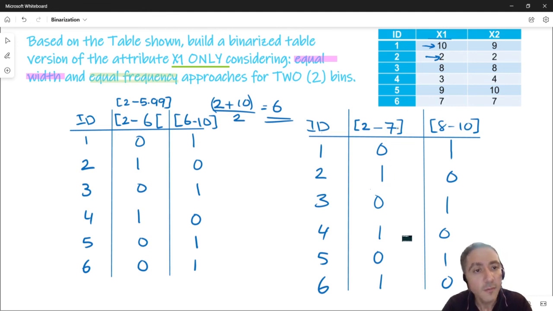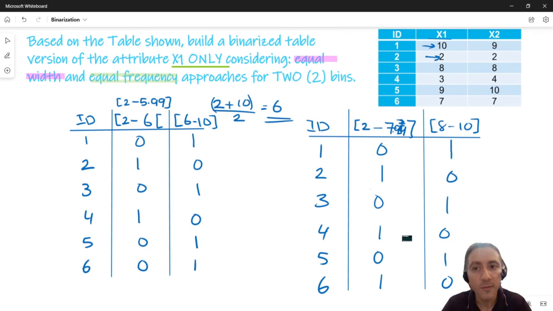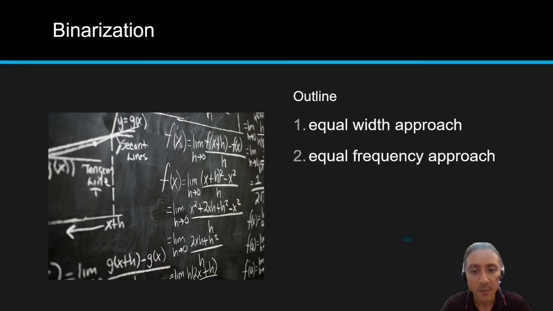Now, because we have a gap in the range, you may probably think of this as 7.99, and we are still fine in that sense. Okay, so that's all about equal width and equal frequency for this example. I hope now you have a good idea about the difference between equal width and equal frequency on the example of binarization that we have applied earlier.